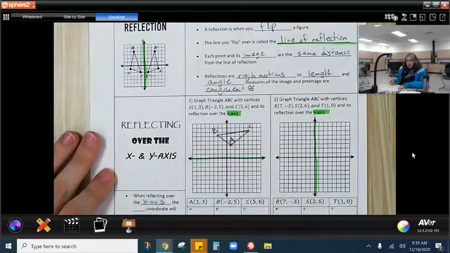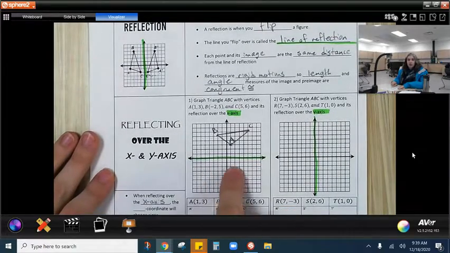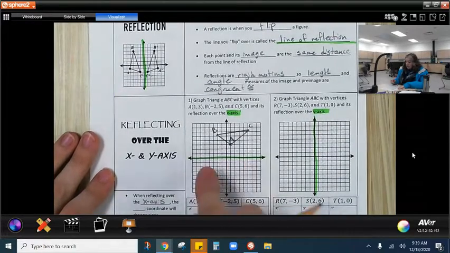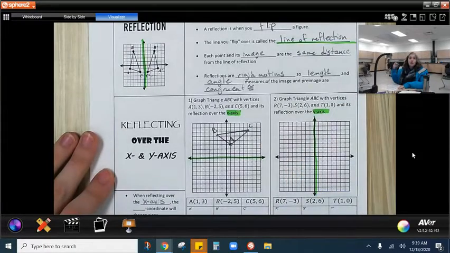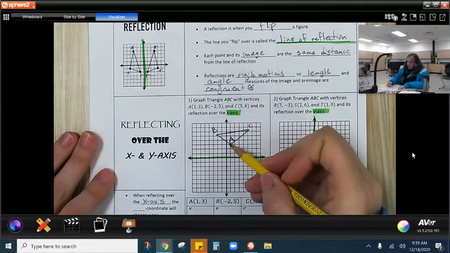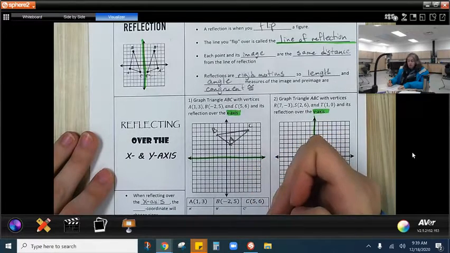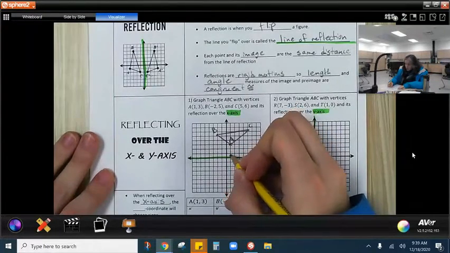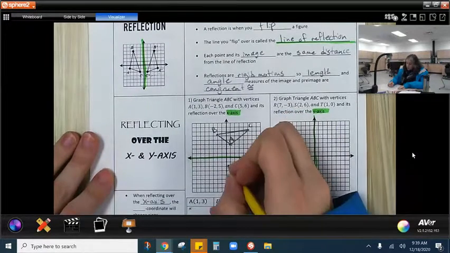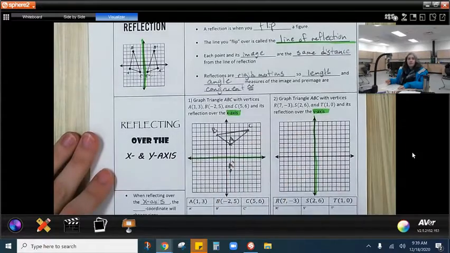We want to reflect it over the x-axis. So I have highlighted that in green here, like you can see. And so we want to reflect it. So here's what I'm going to do. I told you that A is going to be the same distance from the line of reflection as A prime is. So A is 1, 2, 3. That means I need to go 1, 2, 3. So that is where A prime is going to be.